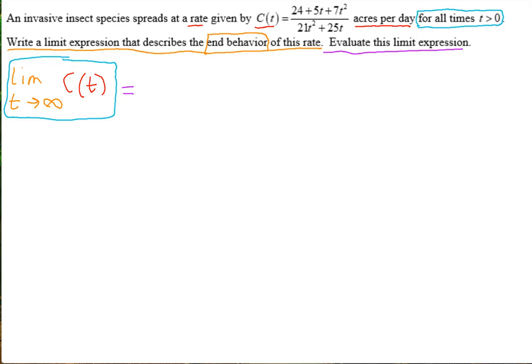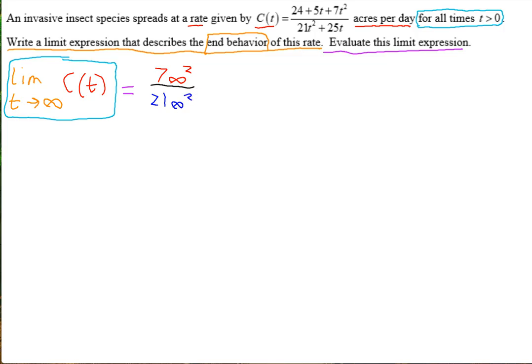it works just like if the variable is x. Since these are polynomials in the numerator and denominator, you look for the one with the highest exponent. So in this case, it's 7t squared. So that would go on the numerator. So it would be 7 infinity squared that's going to matter on the numerator. And then you look for the term on the denominator with the highest exponent, which is 21 infinity squared.